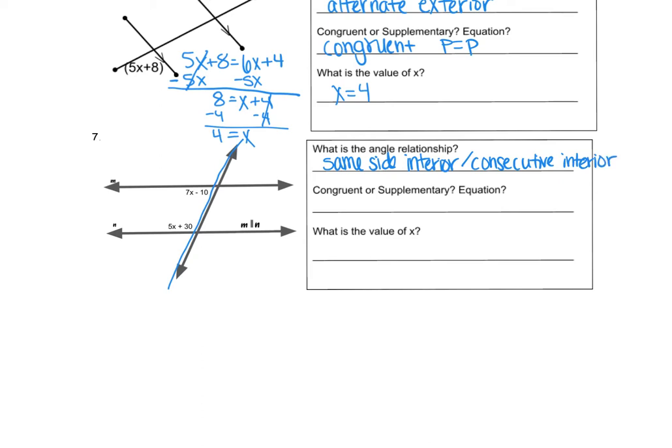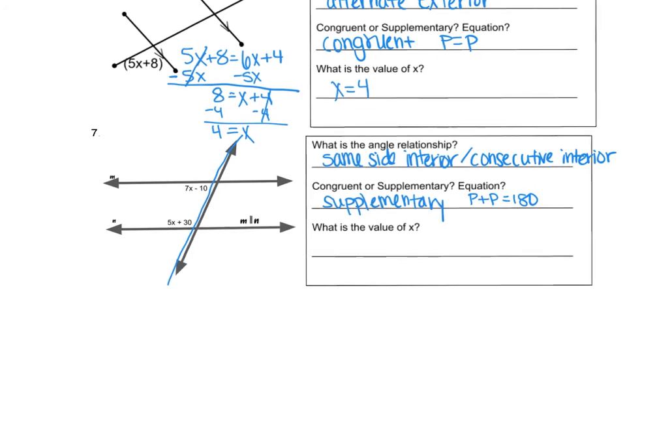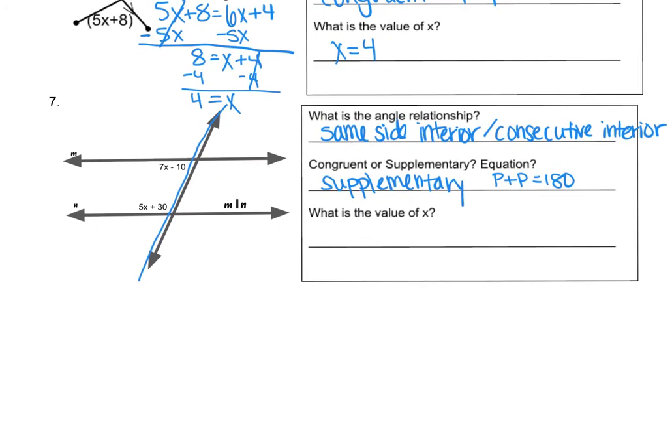Same side interior angles are always going to be supplementary. So that's the answer to the next part of the question. And supplementary means they add up to 180. So our equation is part plus part equals 180. So we're going to go ahead and set that up and solve it. One part is 7x minus 10 plus the other part is 5x plus 30. And we just said it should all equal 180.